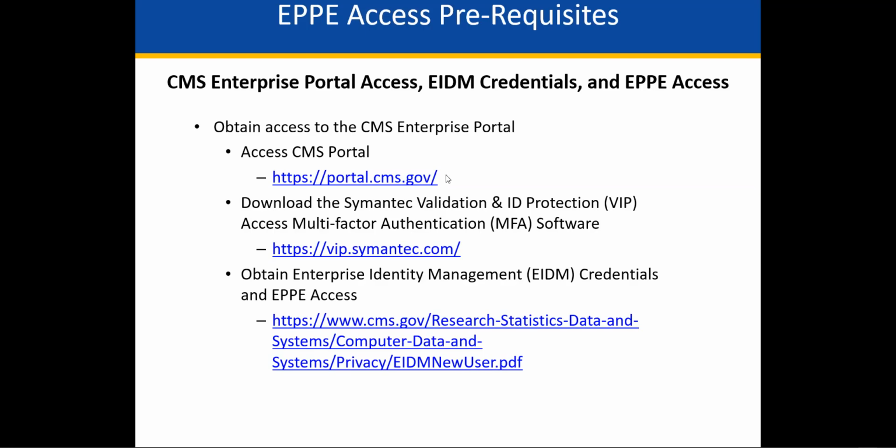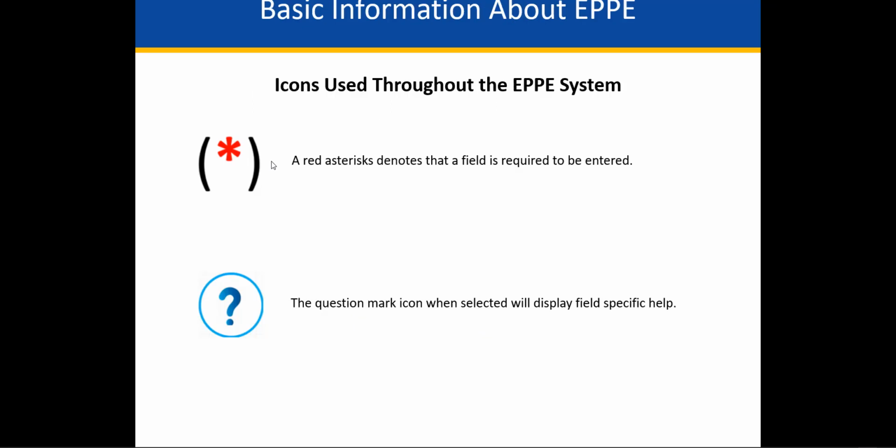EPI is accessible through the CMS portal homepage. Please make sure you are using your EIDM credentials to log into the CMS portal to access EPI. The registration and role request processes are covered in a subsequent training module. Please note that all required fields in EPI are indicated with an asterisk. Also, select any question mark icon throughout the system to display field-specific help.